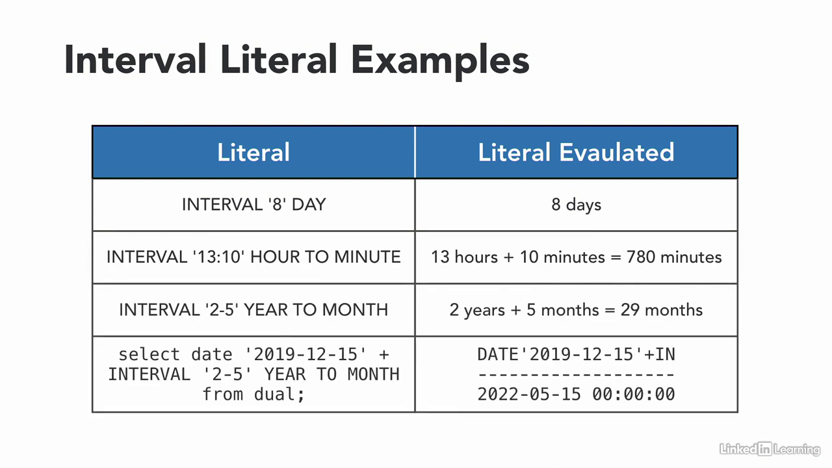The first example is a time period of 8 days, which you can add or subtract from any date or timestamp value. The second example is 13 hours and 10 minutes, or a total of 780 minutes. The third example uses a dash to separate the years, 2, from the months, 5, which adds up to 29 months total. The last example is a select statement that adds the date value 12/15/2019 to the interval equivalent to 29 months in the previous line, returning a date value of 5/15/2022, 29 months after 12/15/2019.